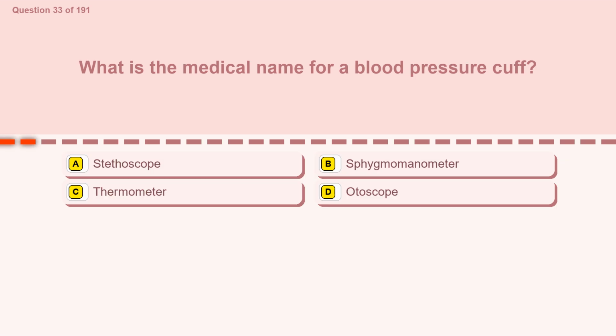Question 33. What is the medical name for a blood pressure cuff? Option A, stethoscope. Option B, sphygmomanometer. Option C, thermometer. Option D, otoscope.